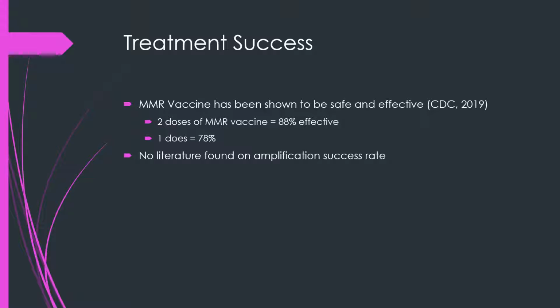So treatment success, I already discussed this. The MMR vaccine has been shown to be safe and effective. 2 doses of the MMR vaccine is said to be 88% effective, and 1 dose is 78% effective. And again, same thing as measles, no literature has been found on the amplification success rate.